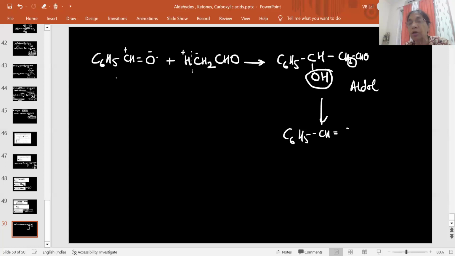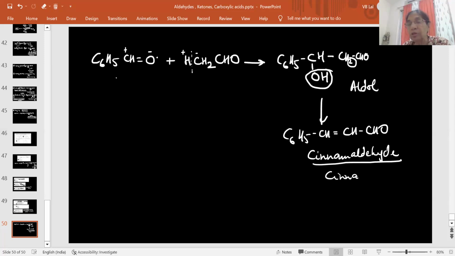C6H5CH double bond CHCHO. Okay, this is called cinnamaldehyde. I am telling you its common name. You can give its IUPAC name also. I'm telling you the common name because this is the aldehyde which gives flavor to cinnamon. What is cinnamon? Cinnamon is a very important spice, which is the bark of a tree, and it is used in garam masala.